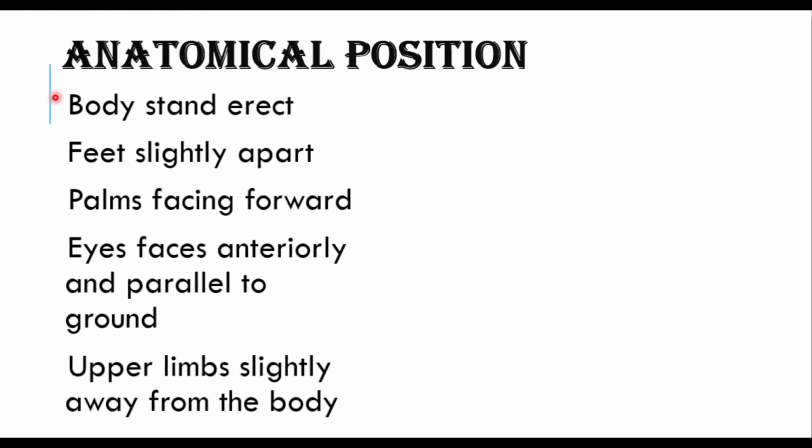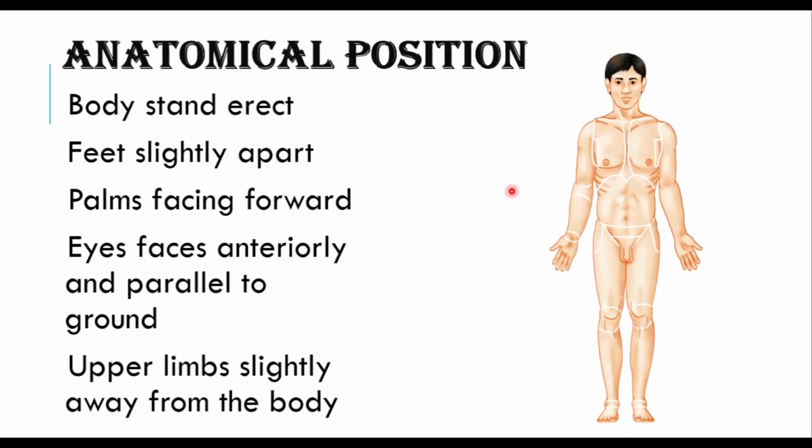So we have the body standing erect. I will show you a diagram. Yes, this is the diagram. The body stands erect, the feet slightly apart, the palms face forward while the eyes face anteriorly. Anteriorly means front or forward. We'll talk about it in directional terms. While the upper limb is slightly away from the body. So this is the anatomical position, an agreed upon position. So we'll talk about the anatomical terms next.